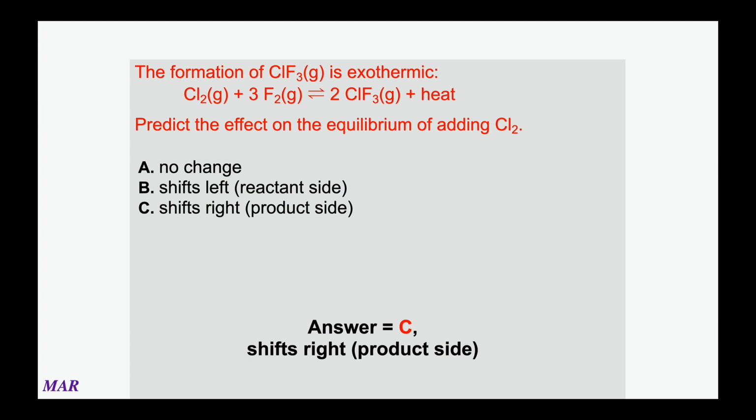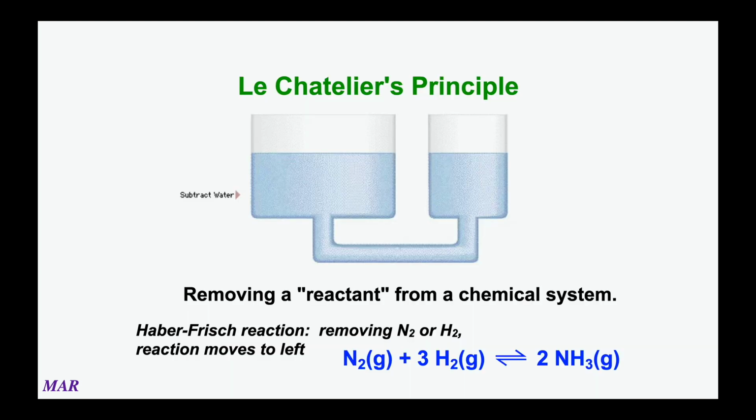Adding makes the reaction shift to the opposite side of what you add. Removing water from the left tank causes water to move from the right tank to the left. Equilibrium shifts to the left, as it does in a reversible chemical system when we reduce the quantity of the reactants. In this example, we removed a reactant, and you can see that as you removed a reactant, the water pushed itself over to the other side.